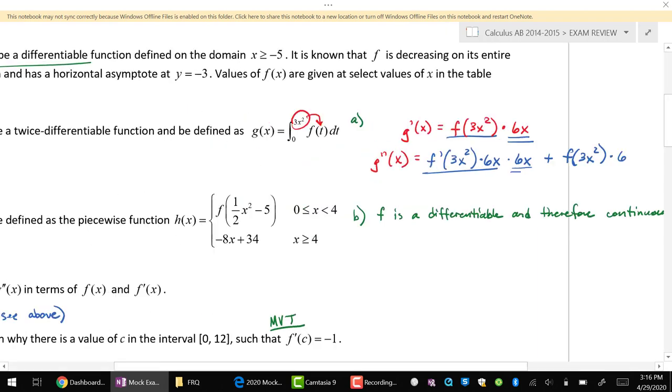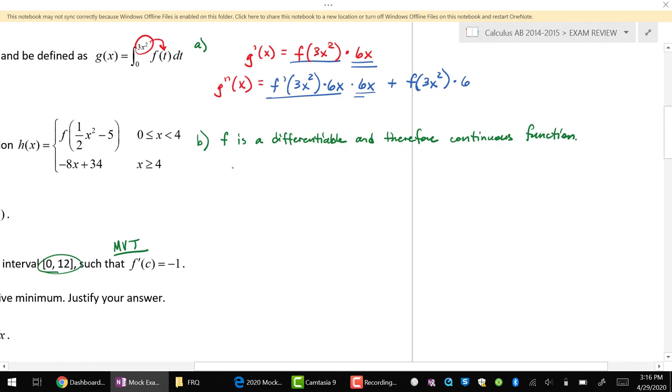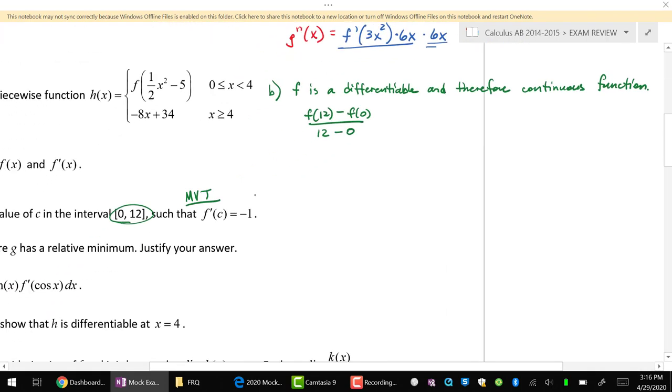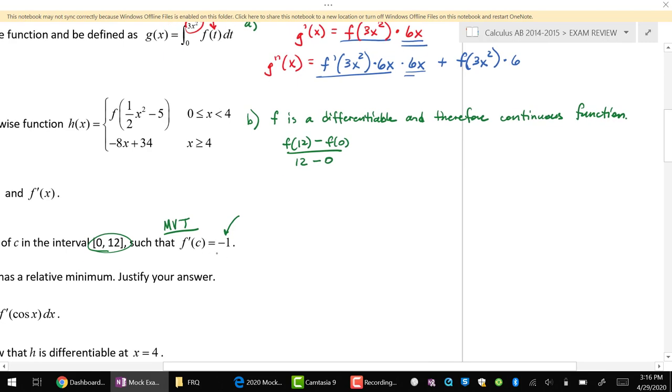We have to show the difference quotient. The interval that I was given here was 0 to 12. So let's find f of 12 minus f of 0, divided by 12 minus 0. So what I'm doing here is finding the slope of the secant line, and I'm wondering if that slope of the secant line is going to match the derivative element in question, which in this case is -1. If they match, then there is some c value on the interval where the slope of the secant and the slope of the tangent will be parallel. Or basically there is some c value where that will be a true statement.